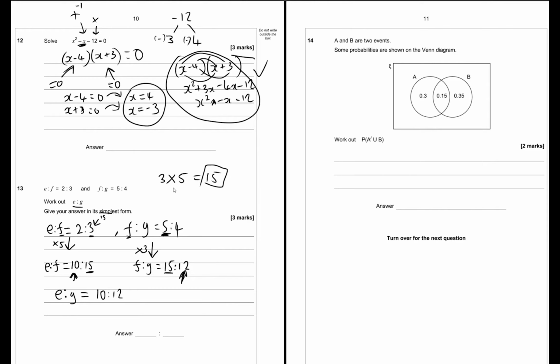But we want to give our answer in the simplest form. So can we simplify EG? We could divide the whole thing by, what could we divide it by? Can we divide it by 3? No, we can't. We can divide it by 2. So if we divide both sides by 2, we're going to get EG equals 5:6. And that's as simple as it gets. Okay, that's it for question 13.